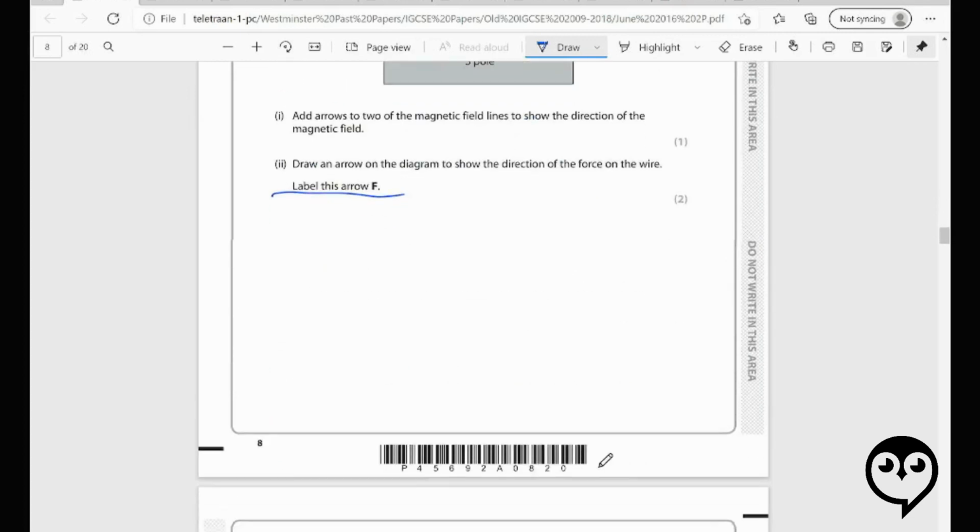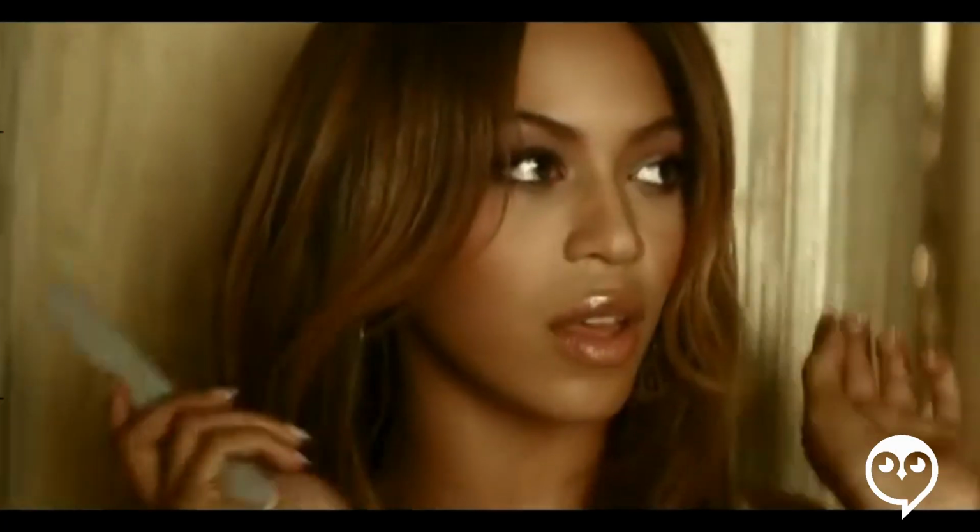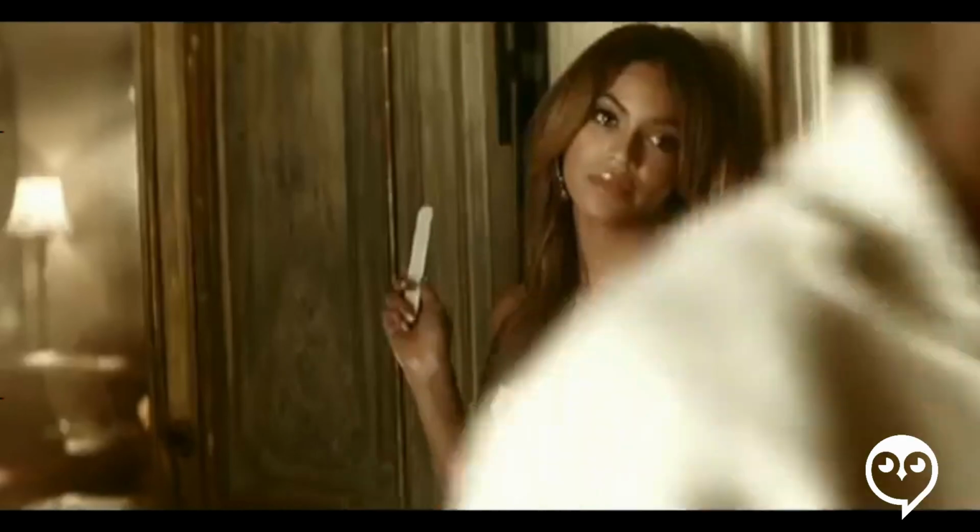2 marks. Do what it says. So we've got arrows on 2 or more lines, either from north to south or clockwise on the loop. I did both. You could do either one of them, I suppose. It's going to be a horizontal arrow going to the left. To the left, to the left.